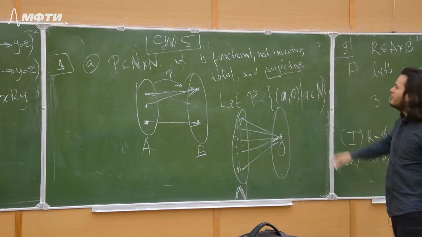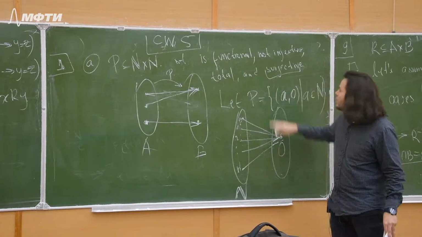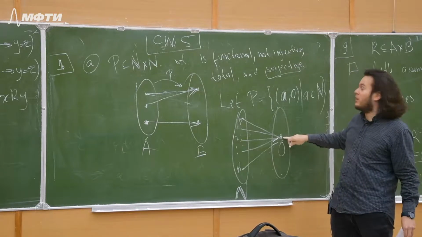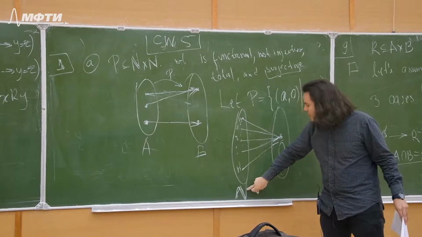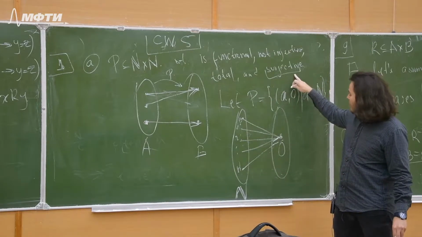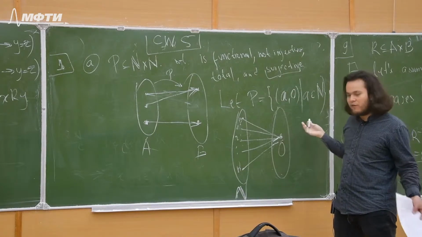So again, this is functional, only 1 arrow. This is not injective because many arrows come from 0, all of them actually. Total, because for all the elements from here we have an arrow, and surjective because the only element here is 0 and we have an arrow for 0.